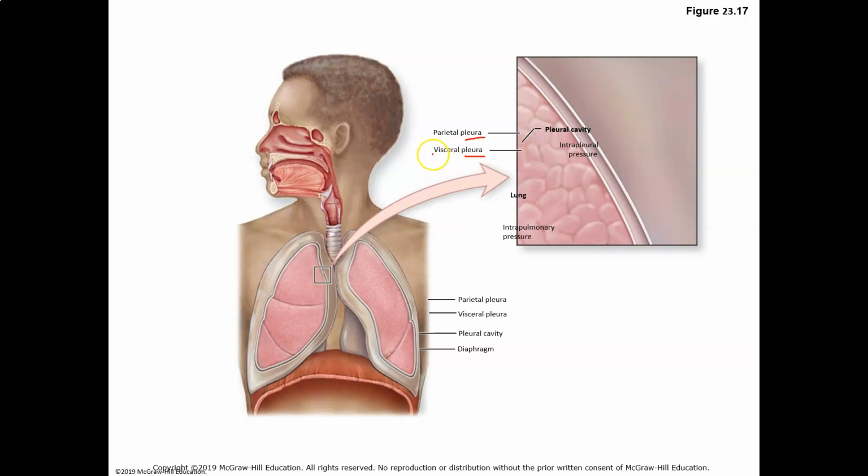So the visceral pleura is a connective tissue that is on the surface of the lung itself. It's very, very tightly adhered, tightly bound to the surface of the lung. Right, so that will be this tissue here. So this would be more the visceral pleura.